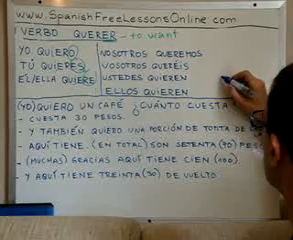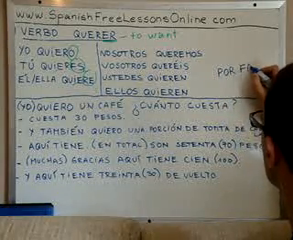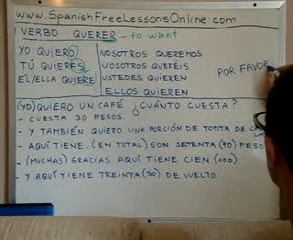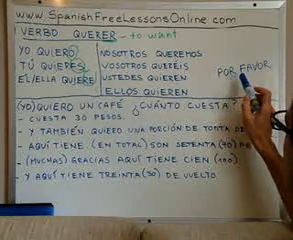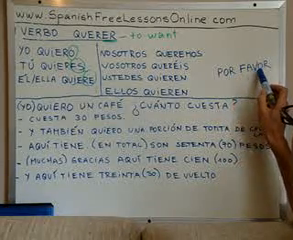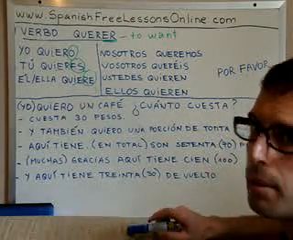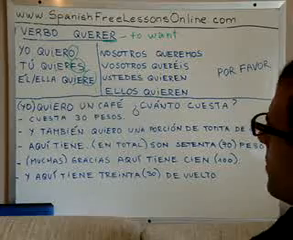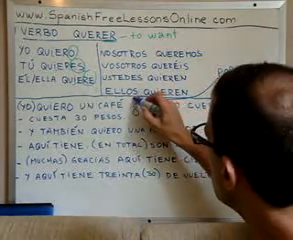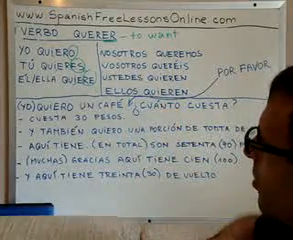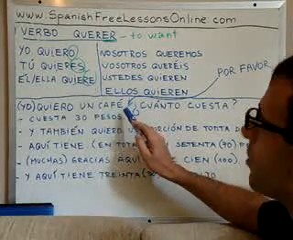Let's write here, por favor. This we spell it. P-O-R-F-A-V-O-R. Por favor. That's please. So this would go here, okay? So we would say, quiero un café, por favor.